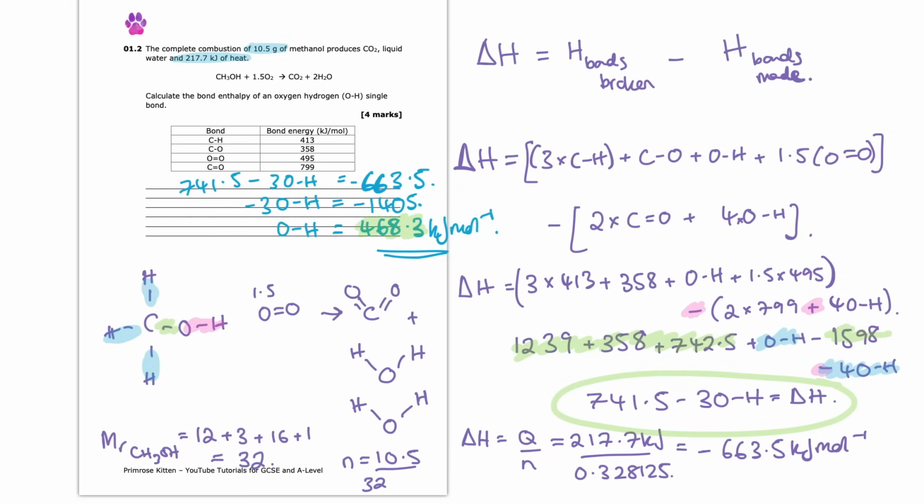use 2 of the common equations for enthalpy, one of them being that enthalpy change is Q over N, and also the fact that we can work out the enthalpy change by working out the sum of the bonds broken minus the sum of the bonds made. But that was really good, we got through it in the end. Let's have a look at the next question then.